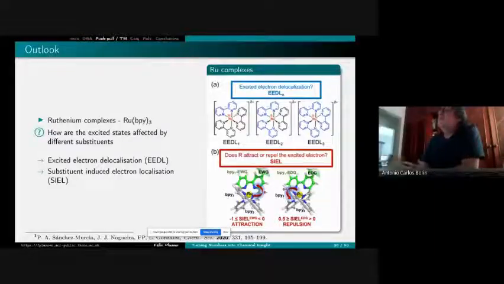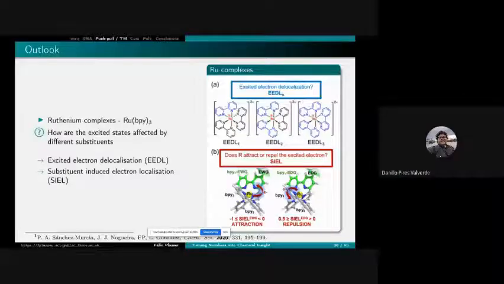Any other question? Danilo? Yes, I have a question. In your example, the ground state is a closed shell system, right? Can Theodore be applied in an open shell system, for example, the absorption spectrum?